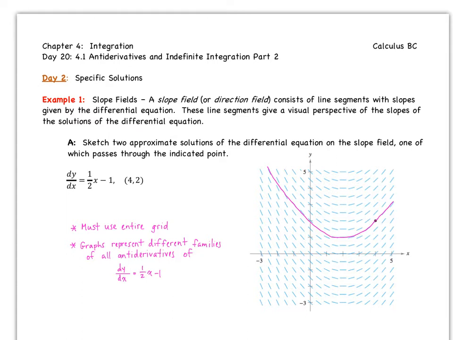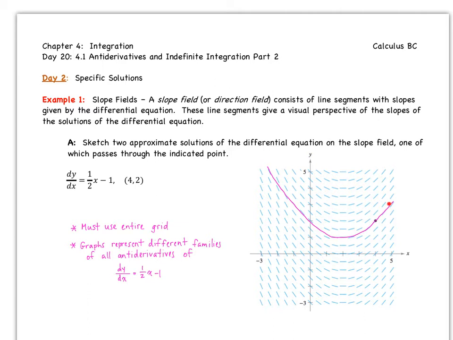So before we do that, let's just talk about slope fields. A slope field or a direction field consists of line segments with slopes given by the differential equation, or the first derivative. These line segments give a visual perspective of the slopes of the solutions of the differential equation. So for instance, we can sketch two approximate solutions. I just sketched one through the point (4, 2) for now.